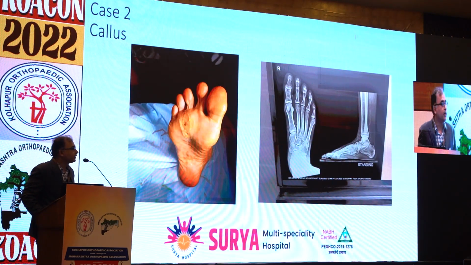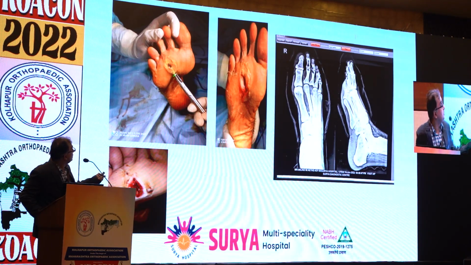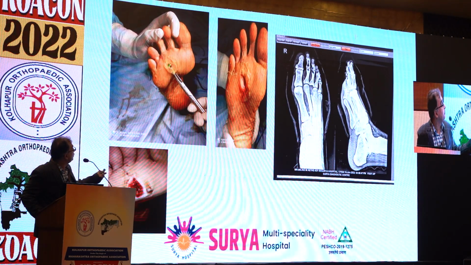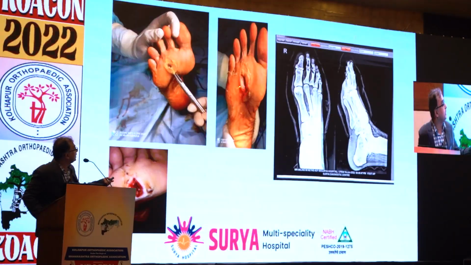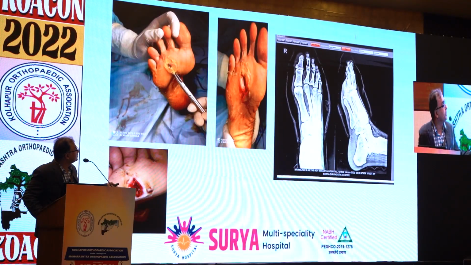Case 2, again a callus, but the approach is different. The patient has presented with a callus on the third metatarsal head. X-ray is not significant. Always go for standing X-rays in the diabetic foot. So the callus is elevated. Below that is hemorrhage, and below the hemorrhage there is an ulcer. The ulcer is going deep up to the bone. So excision of the third metatarsal head is the treatment in this patient, and the wound has started showing healing signs.